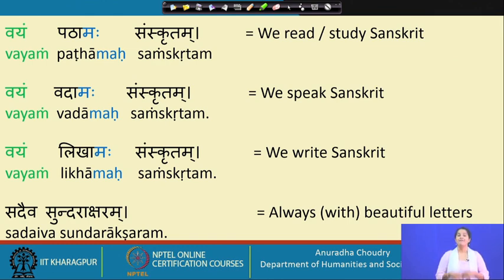known. So, Vayam pathamah sanskritam, Vayam vadamah sanskritam, Vayam likhamah sanskritam, Sadaiva sundaraksharam. Got that? Moving on.